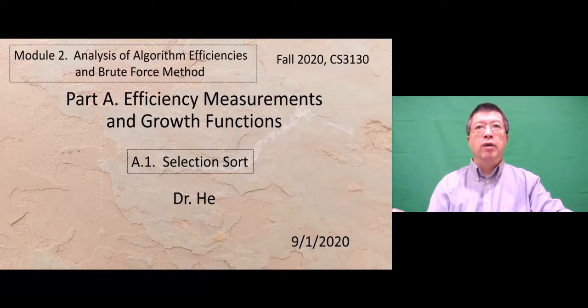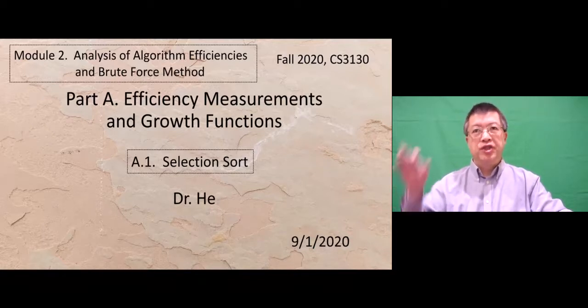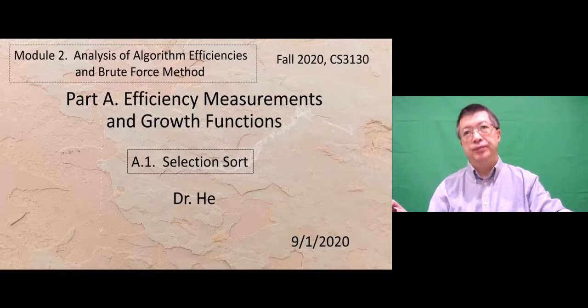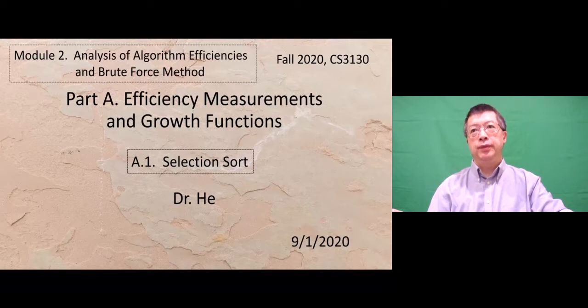Today, we start Module 2, Analysis of Algorithm Efficiencies and Brute Force Method. In this module, we will have about 3 classes. The first one, Part A, Efficiency Measurements and Growth Functions. The first one, Part A.1 Selection Sort.